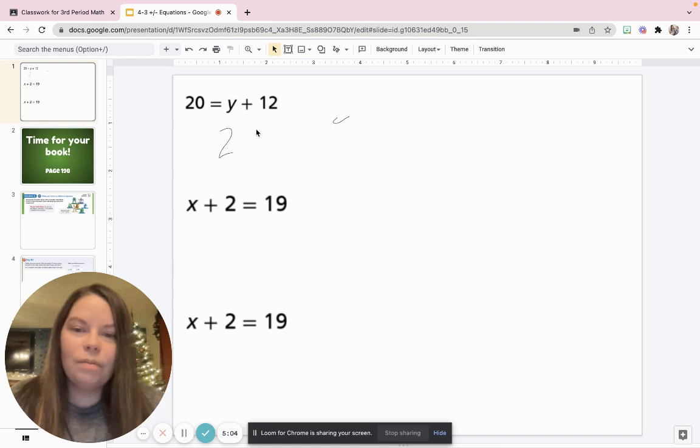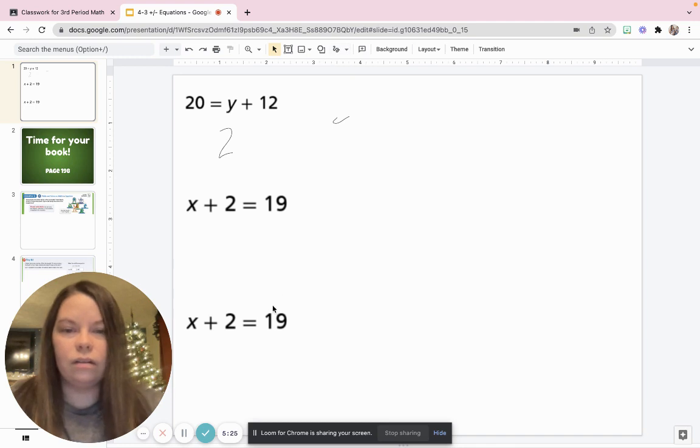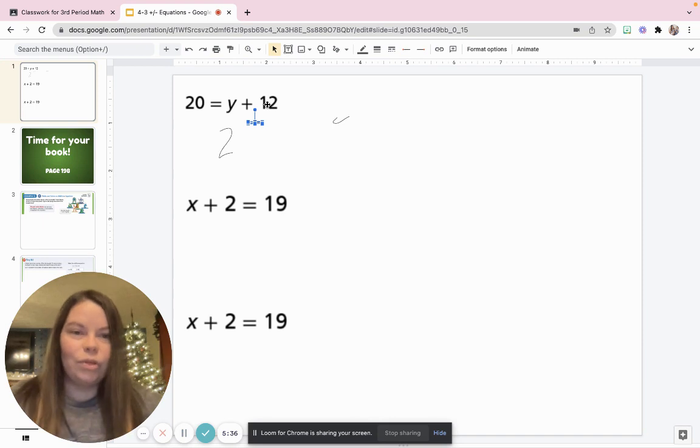So if I have this problem right here, you see this plus sign? I need to figure out what number plus 12 equals 20, right? So I'm going to do the opposite. So instead of having 12 here, I'm going to take that away. The opposite of adding is subtracting, right? And so we're going to subtract 12 from both sides, right? Okay. So I know this is like a hot mess express, but what is 20 minus 12?